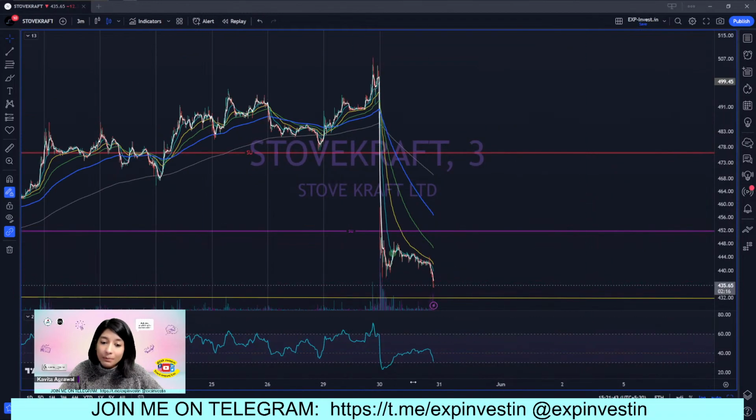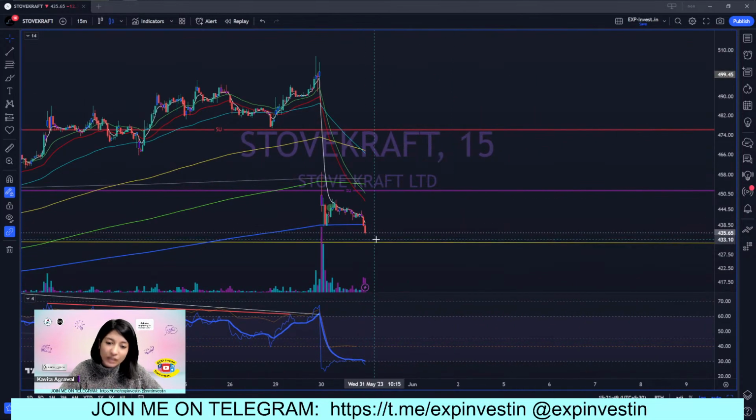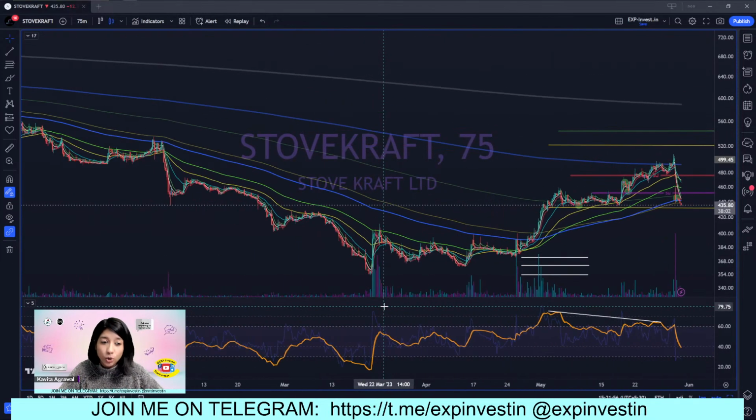Taking a look at the 3-minute time frame, I can already see a positive divergence developing. The 15-minute time frame is yet to confirm the positive divergence, though I do see it developing there too.